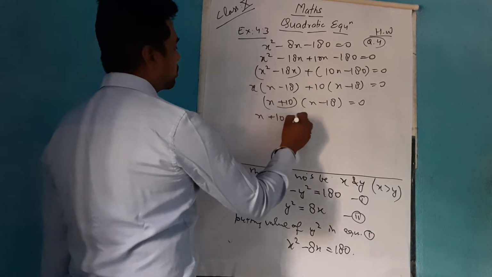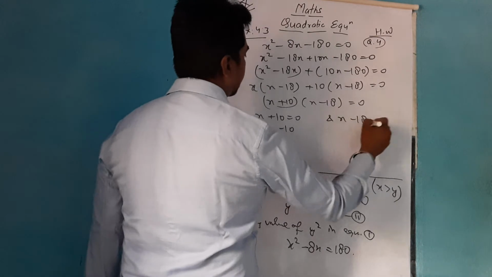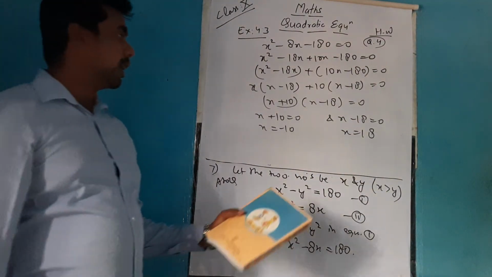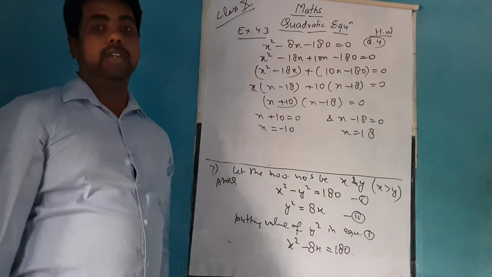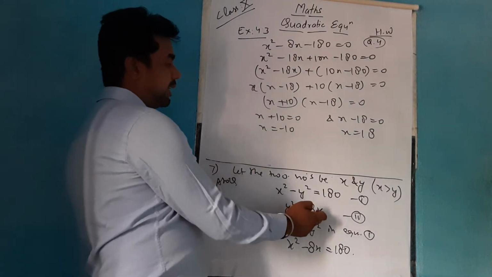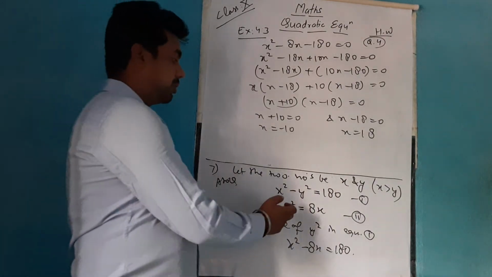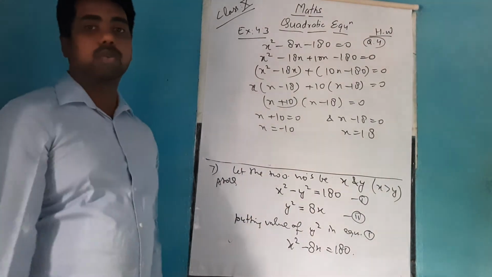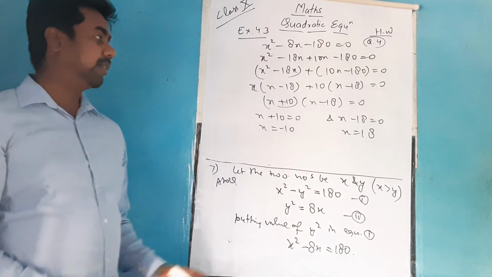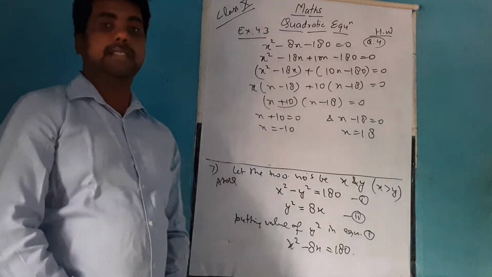x plus 10 equals 0, x equals minus 10. x minus 18 equals 0, x equals 18. So here we are getting two different values. Now, first of all, let us check which value satisfies our equation. When x is minus 10, 8 into minus 10 is minus 80, and when you remove the square sign, that becomes the square root of minus 80. That won't be a real number, so we cannot take the value of x as minus 10. We'll take the value of x as 18.